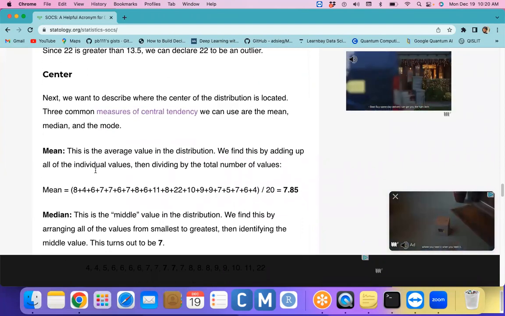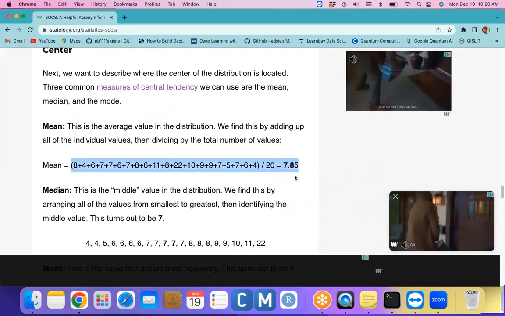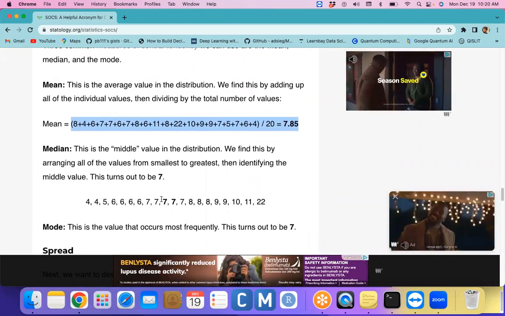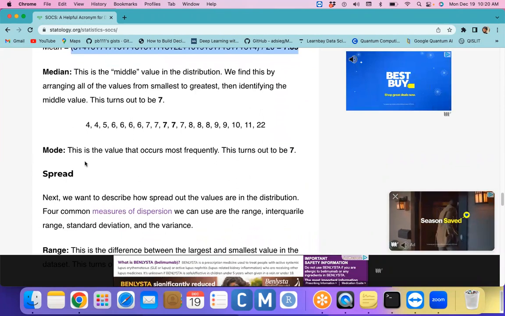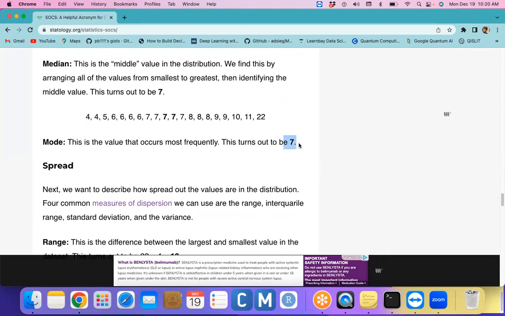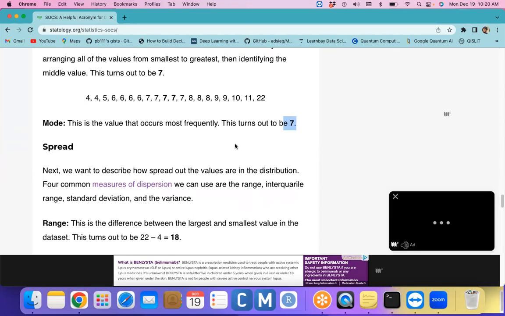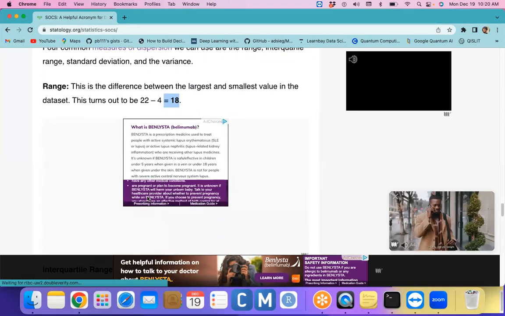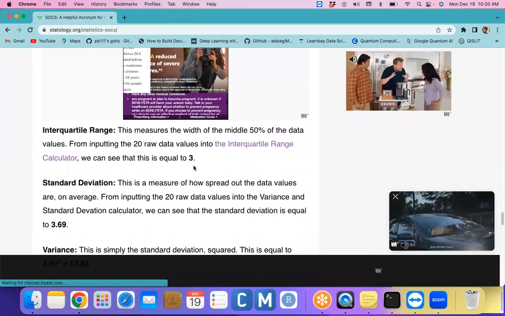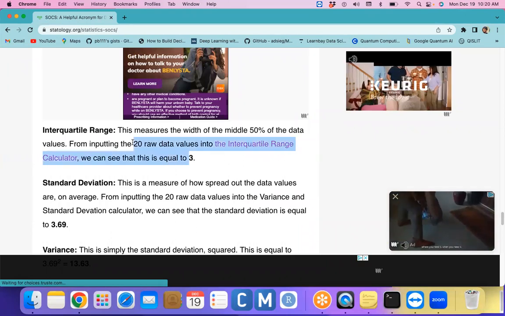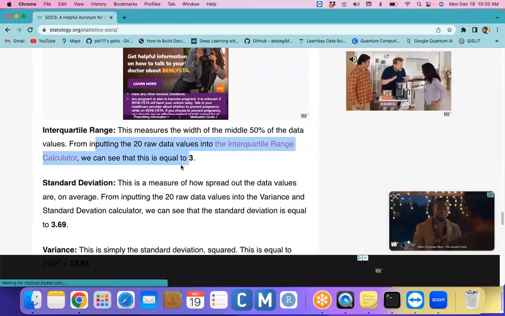Center value, right? For the center value we can sum all of these values, then we get the mean value. When you sort all the values, you find the middle value, the median. And mode in the sense the most frequently occurring value. And you already know how to find the spread. Range in the sense max minus min, so 18 is the range. If you want to calculate the IQR, then we have to split the data into five numbers, and from that we get Q1 and Q3.